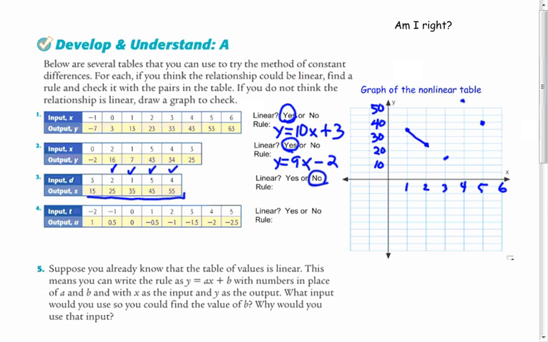So my points, as I go from left to right, go down and concentrate for a little while, and then they go up, and they go back down. So that's definitely nonlinear. All right.